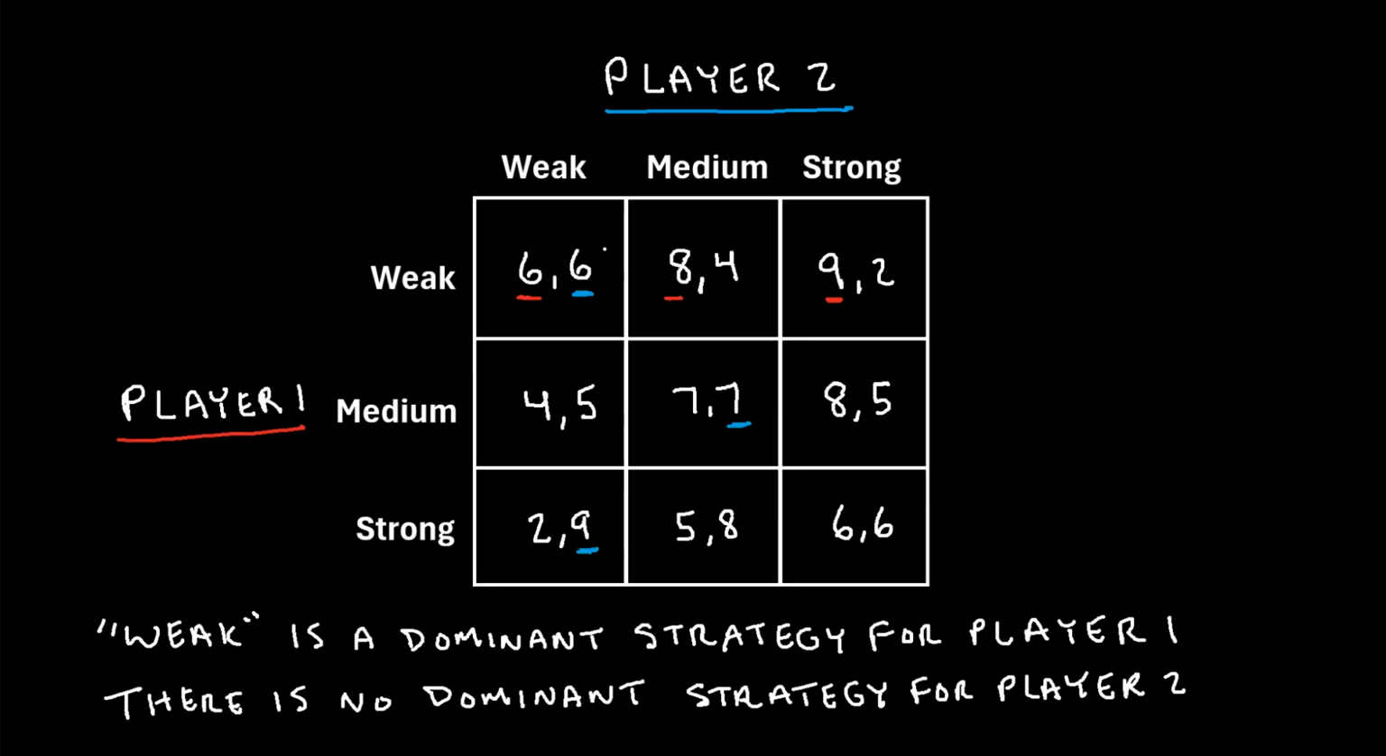And what we're going to notice is that our Nash equilibrium is going to be any cell that has both values underlined, which is this cell right here. So this is our Nash equilibrium in this game.